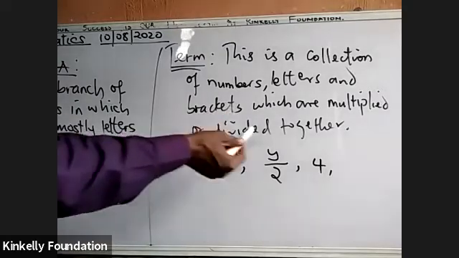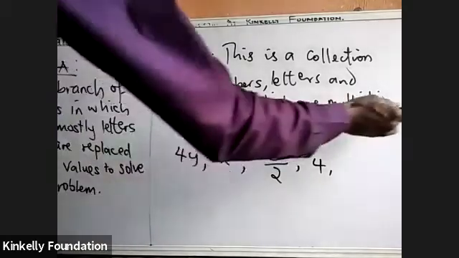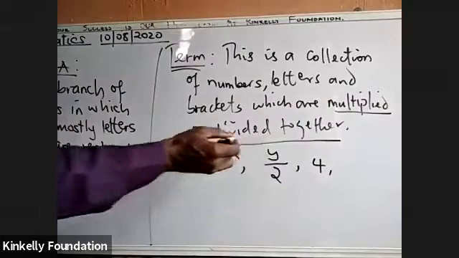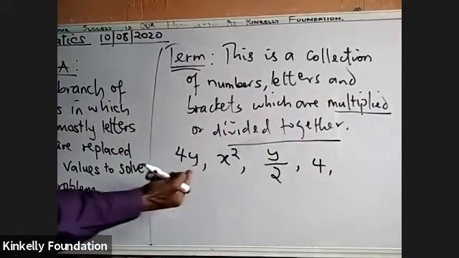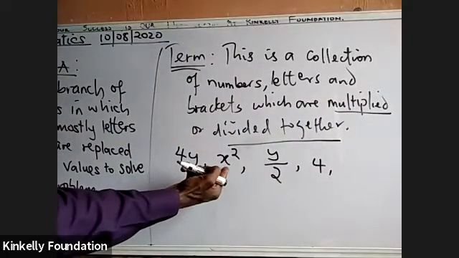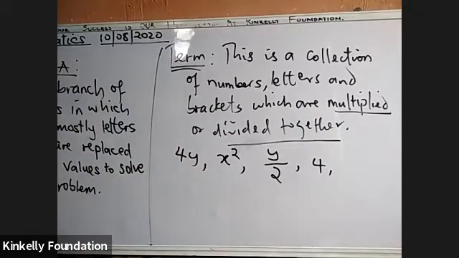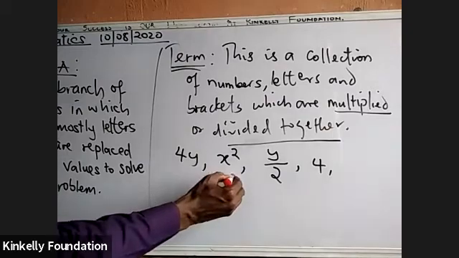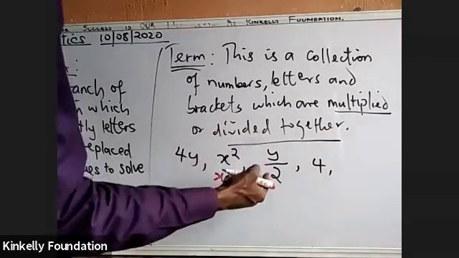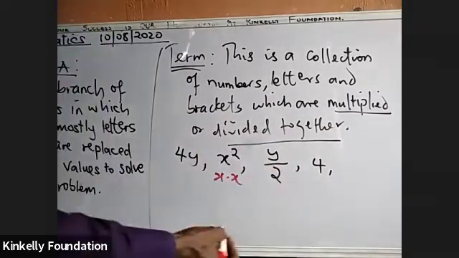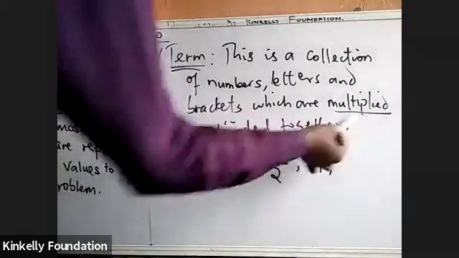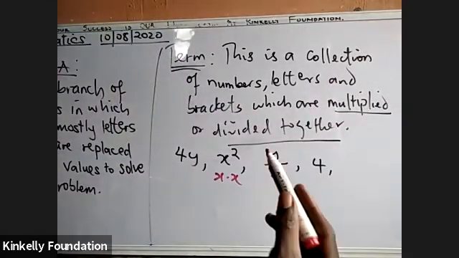Now, we say that they are either multiplied or divided. You see multiplication here, multiplication here. Remember that this one is s times s. This is x times x. This is y divided by 2. This is 4. Now, a term is either multiplied or divided.